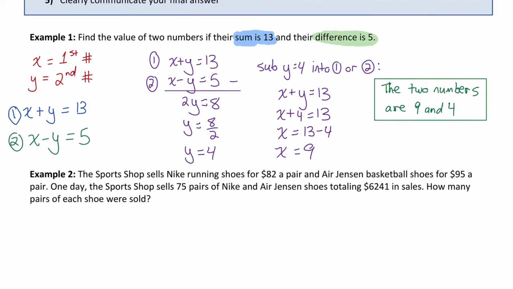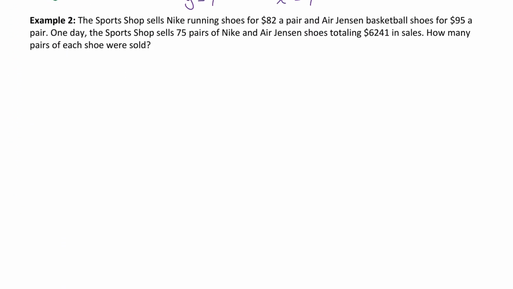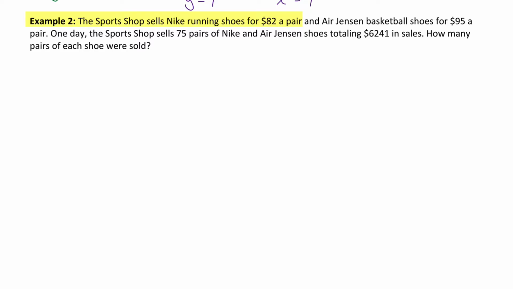Now let's move on to our second question. In example 2, it says the sports shop sells Nike running shoes for $82 a pair and Air Jensen basketball shoes for $95 a pair. One day, the sports shop sells 75 pairs of Nike and Air Jensen shoes, totaling $6,241 in sales. How many pairs of each shoe were sold?